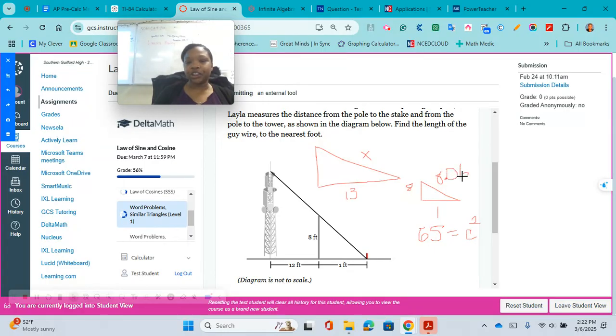And now we could actually do a proportion. So I'm going to do 13 here. It doesn't really matter where I put it as long as I put it with my X that I'm looking for. And I'm going to put 1 down here, which will be with the 8.06.